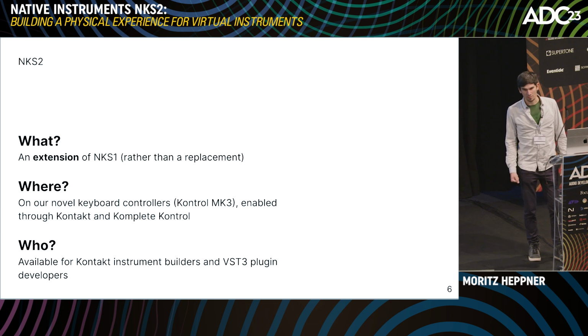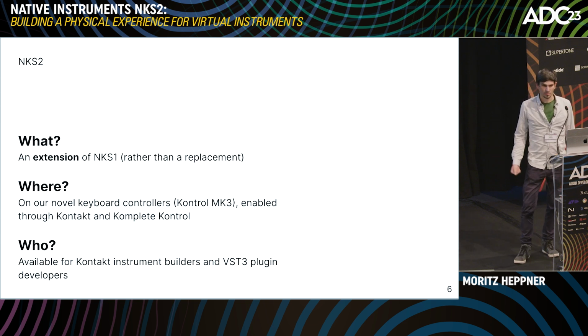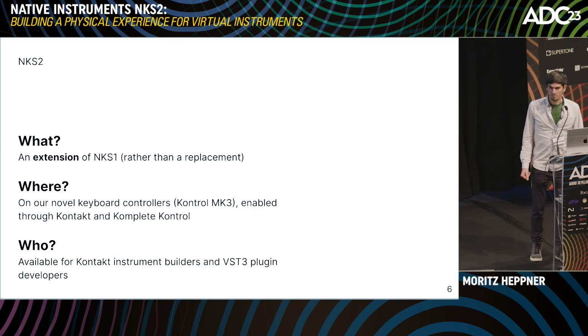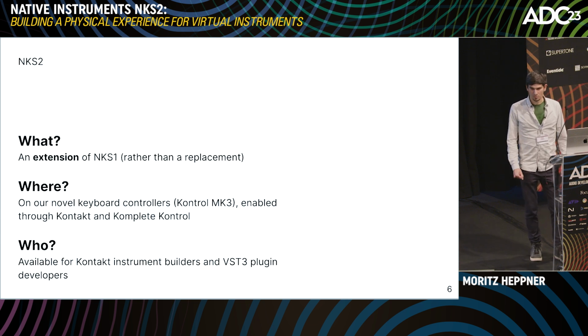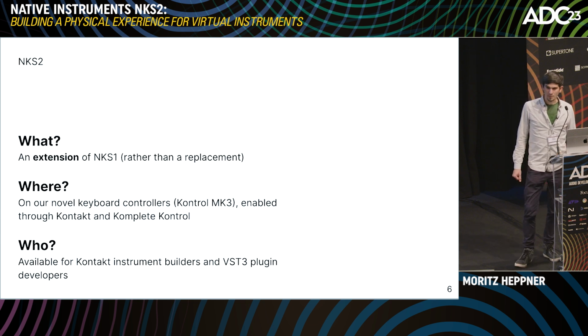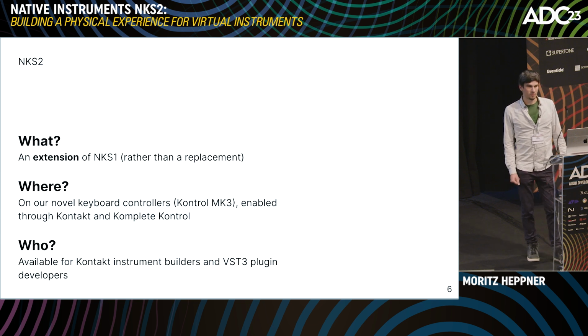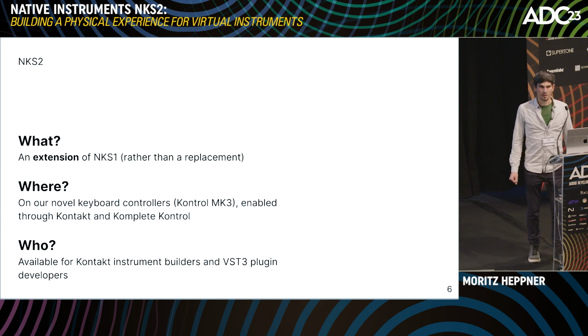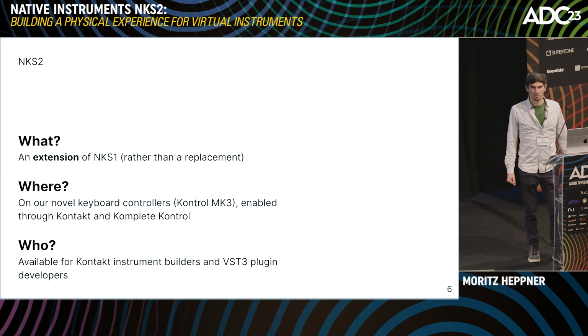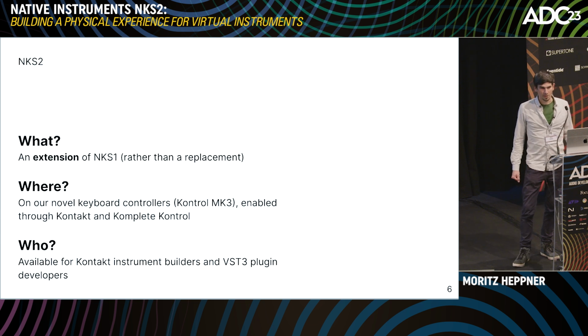NKS2 essentially happens on our novel line of keyboard controllers, which Tim has shown, Control Mark III. And it's enabled there by connecting one of these devices to an instance of either Complete Control software or Kontakt. NKS2 is available for Kontakt instrument builders and for VST3 plugin developers. And I am stressing VST3 here because NKS1 has been available for both VST2 and VST3 plugins. But with this major update, we are limiting the backing technology to VST3 only.